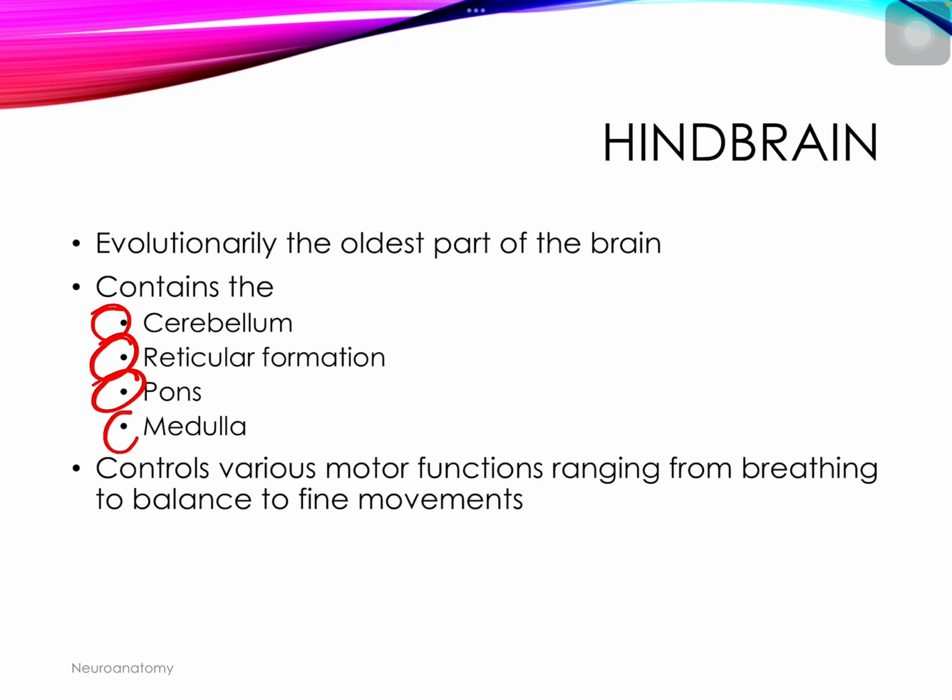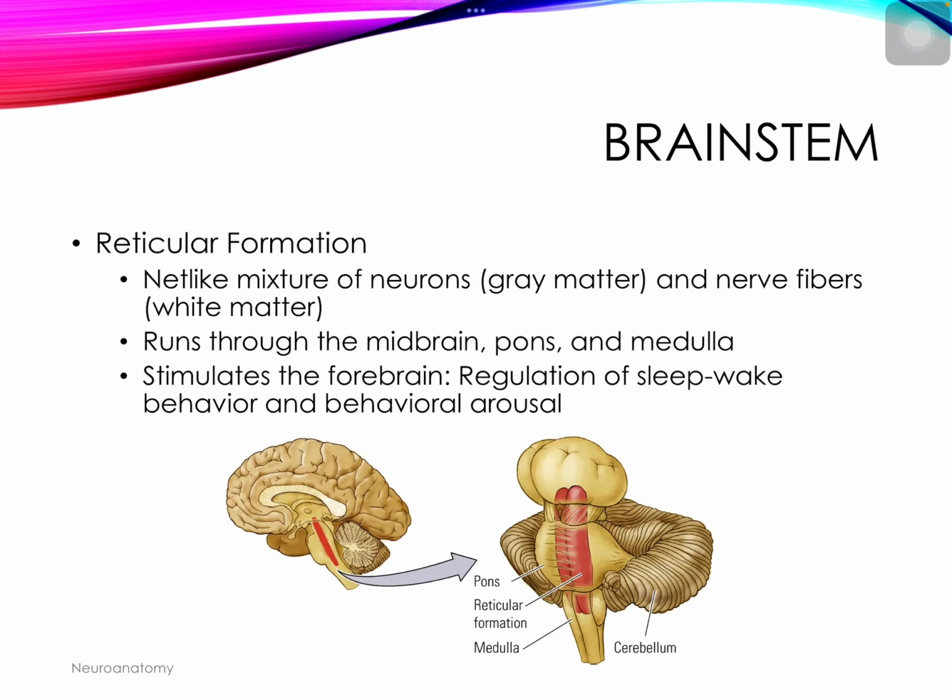So the hindbrain contains the cerebellum, reticular formation, pons, and medulla, and these are all structures that you're going to see are really important later on to consciousness, being able to wake from sleep, things like that. It's also important for various motor functions, automatic functions like breathing, as well as balance and fine motor movements. The cerebellum, we always thought, was just for major balance, but we've found that the cerebellum is also really important for fine motor movements like writing with a pencil. These are all really important features of the cerebellum.